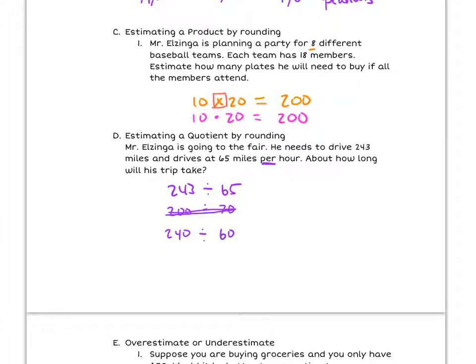Cover up the zeros you just wrote. 24 and 6. Do those divide easily? Yeah. How many times is 6 going to 24? 4. 4 times, and then put your 0 back on. 40.